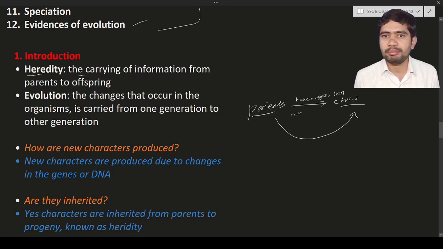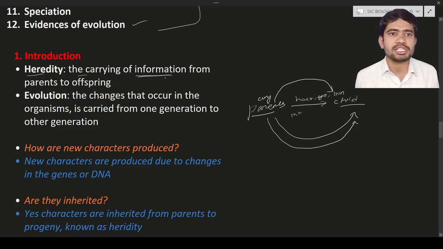For example, let us consider the father has curly hair. So the curly hair genes will be passed to the children, and these genes may express. It means the child may have curly hair or may not have curly hair, but these genes will be passed from the parents to children. Such a transfer, or carrying of information from parents to children, is known as heredity. What information? The genetic information. The information will be carried in the form of genes.